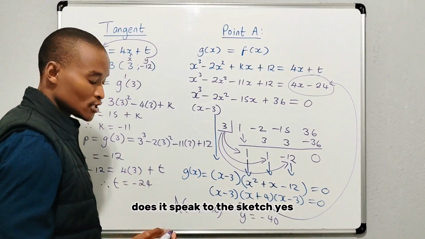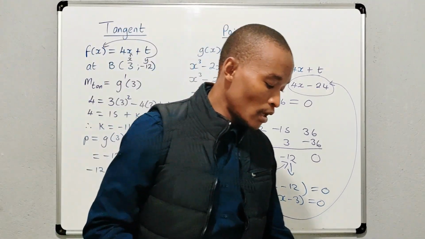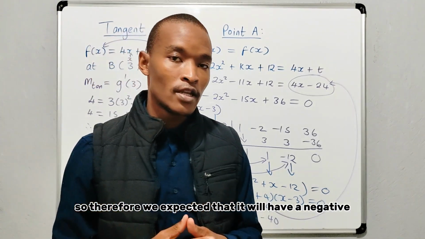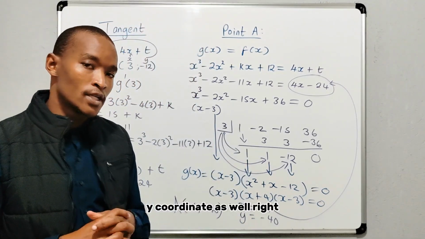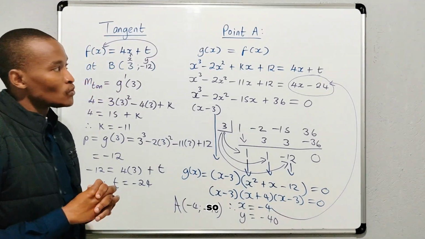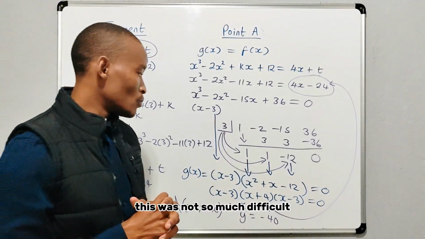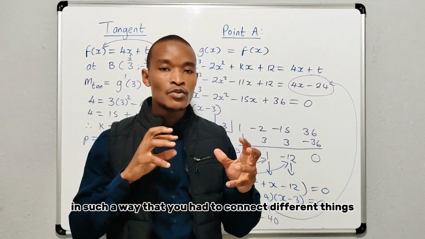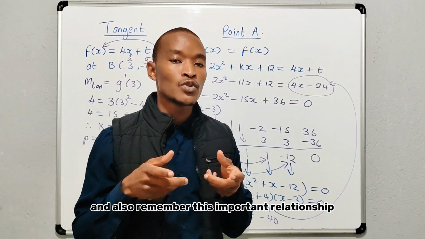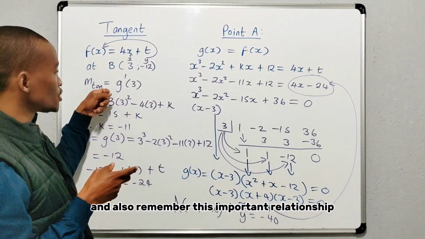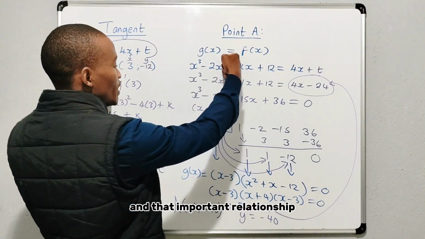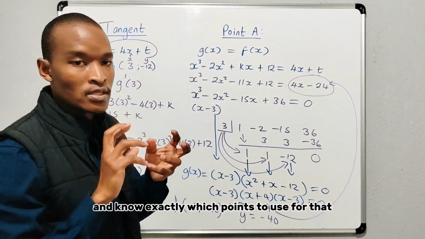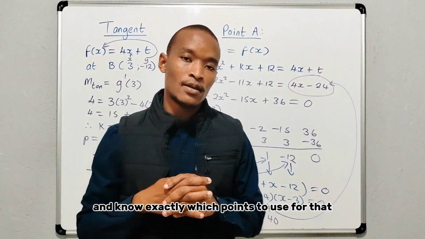Does it speak to the sketch? Yes. A is also below the x-axis. So therefore, we expected that it will have a negative y-coordinate as well. So this was not so much difficult, but it is complex in such a way that you had to connect different things and remember this important relationship and that important relationship, and during that process solve for your unknowns and know exactly which points to use for that purpose.